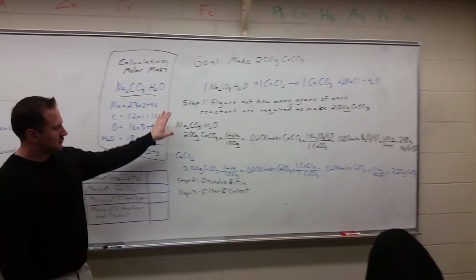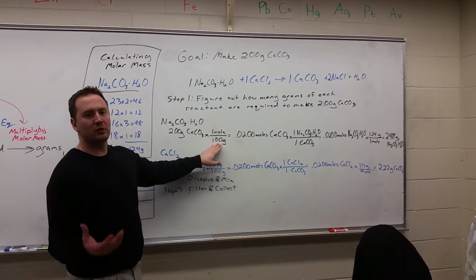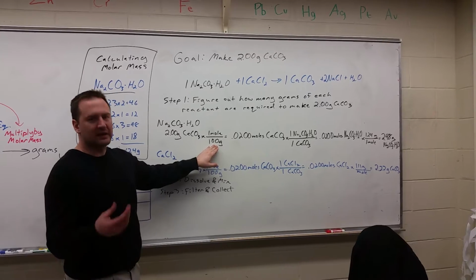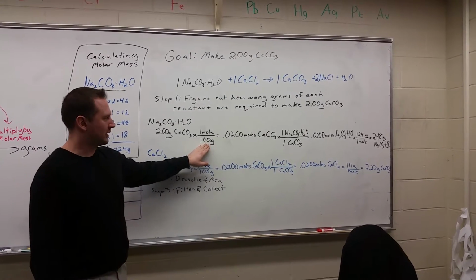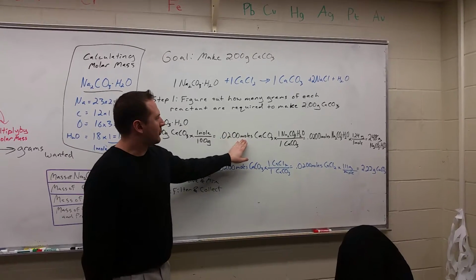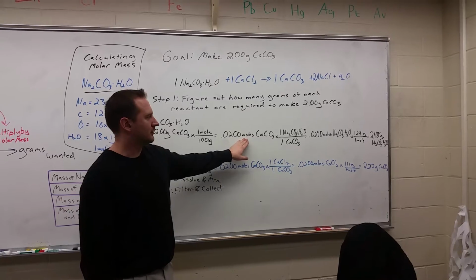So we take our grams of calcium carbonate and divide it by the 100 grams that are in 1 mole, and that comes from the calcium's molar mass, the carbon's molar mass, and the 3 oxygen atoms' molar mass. And we determine that that's 0.0200 moles of calcium carbonate we're trying to make.